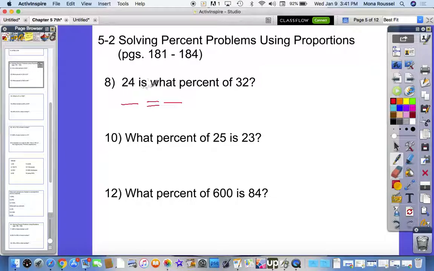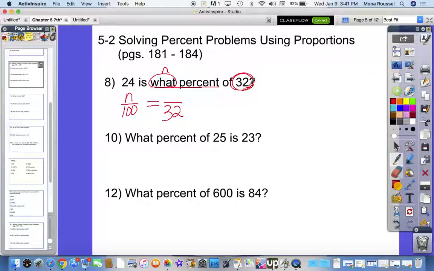If we're saying 24 is what percent of 32? We're going to start with the percent. In this problem, we don't know what the percent is, so that's our unknown, that's our variable. Percent we know means out of 100, so n to 100 equals. Then we have to find the total of the group that we're finding the percentage of. When we look at what percent of 32, 32 is our total.